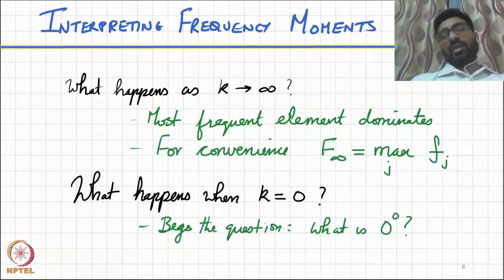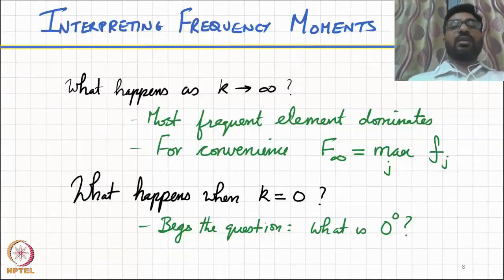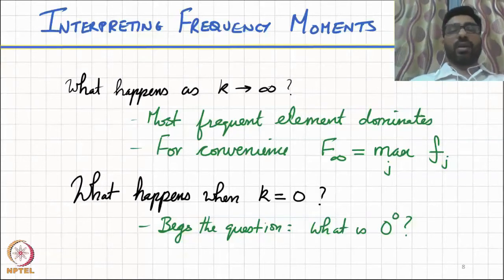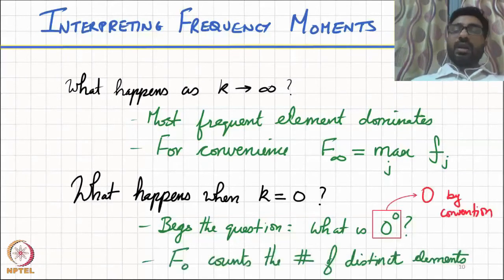Let's look at the other extreme. What happens when k equals 0? Now this begs the question, what is 0 raised to the 0? Because if there is a positive frequency, well, that will be raised to the power 0, and we know that that value is 1. But if it's 0 raised to the 0, well, we're just going to, by convention, use the value 0 for 0 raised to the 0. Okay?